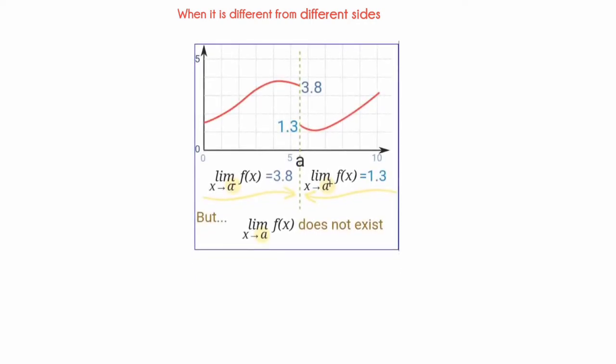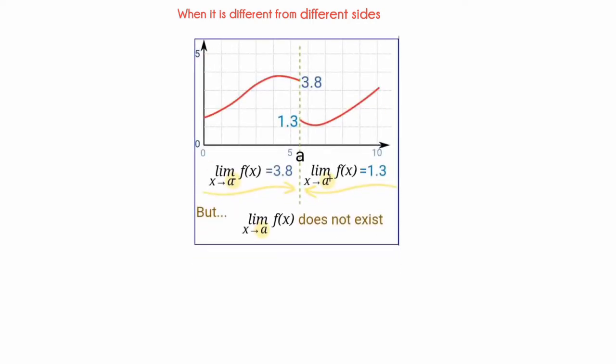Next, a question arises when the limit is different from different sides, from the left hand side and from the right hand side. If we are approaching different values, what can we conclude? That is the question. Graphically, here are some values. On the left side, the value is tending towards 3.8, and the right side limit is tending towards 1.3. This means these two values are not coinciding.